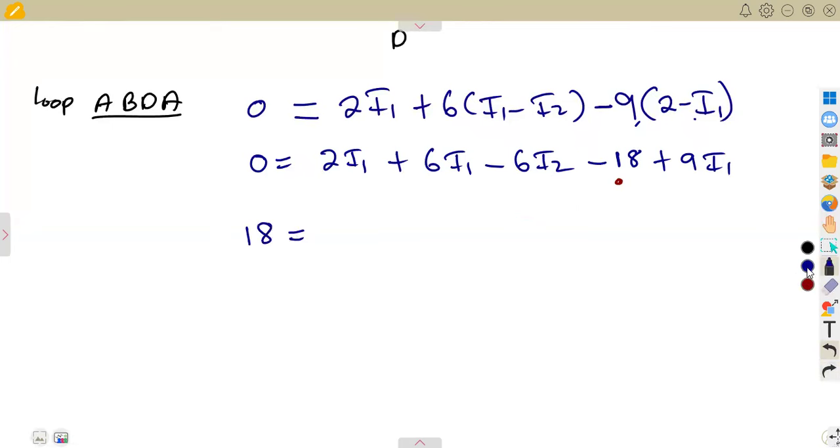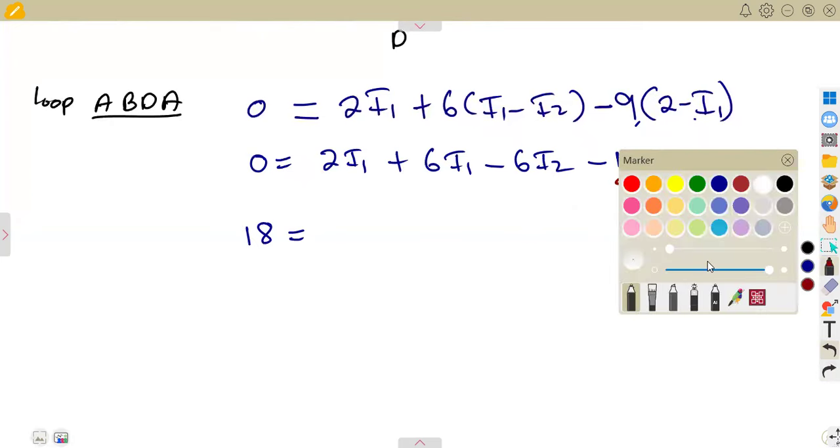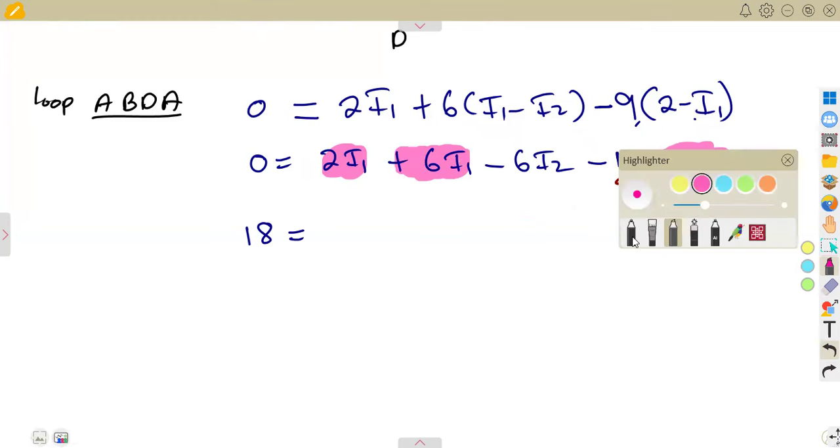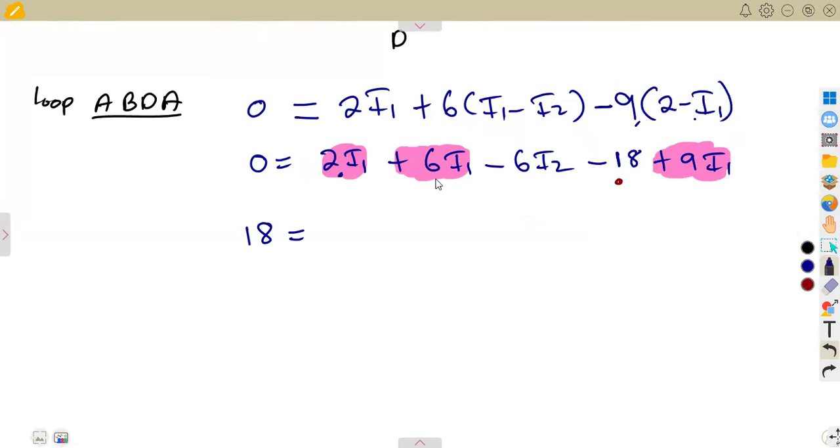So 18 is equal to, collect the like terms, that is considering current 1. We also have current 1 here, and we also have current 1 here. These are the like terms. So we're going to add these currents, all right? That's 2 plus 6 plus 9, which is going to be 17. So that's 17 I1, and you're left with minus 6 I2. So that's an equation. We have formed an equation. That's equation 1. Leave it like that.